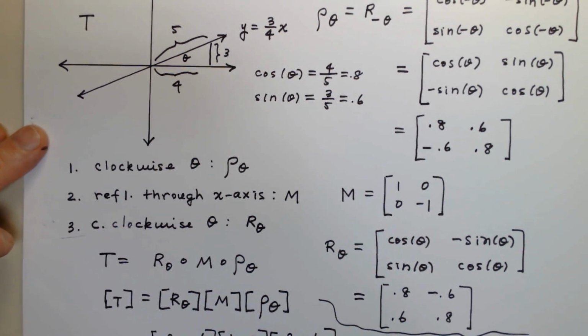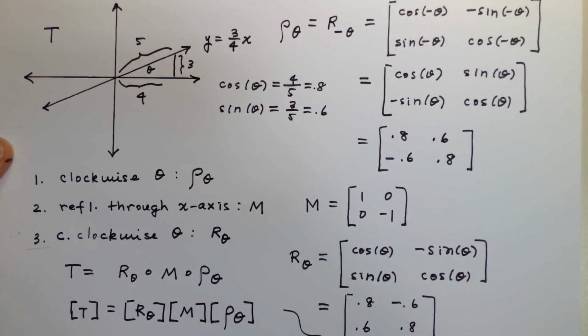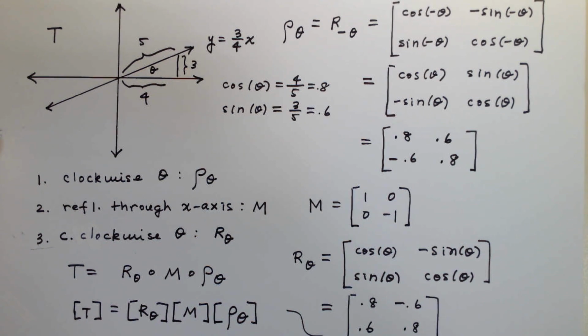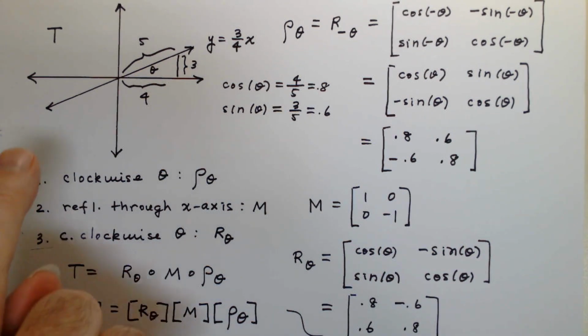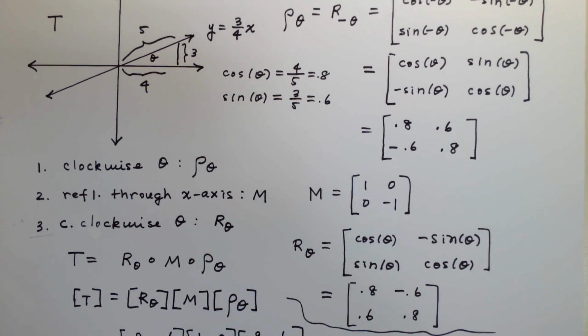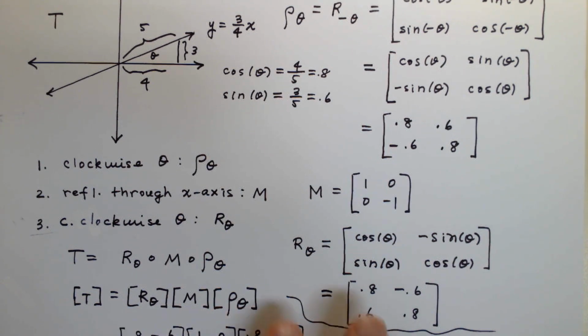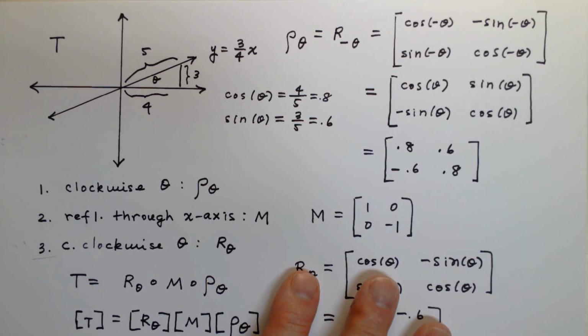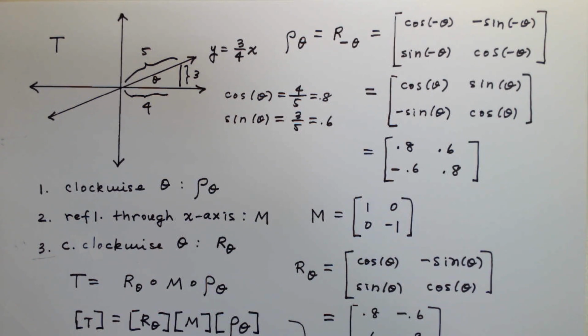So the main takeaway here is that we can build other transformations in the plane using some elementary transformations, and the idea that composing these transformations at the level of matrices involves matrix multiplication. So that's the big takeaway from this problem. All right, let's head back to the class notes and continue.